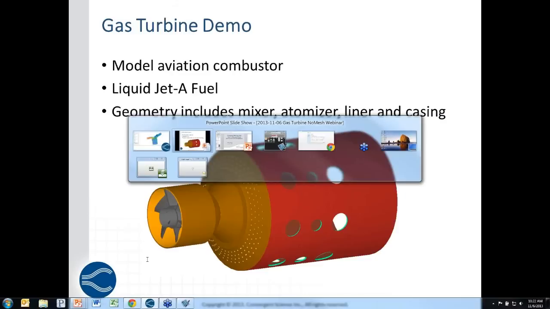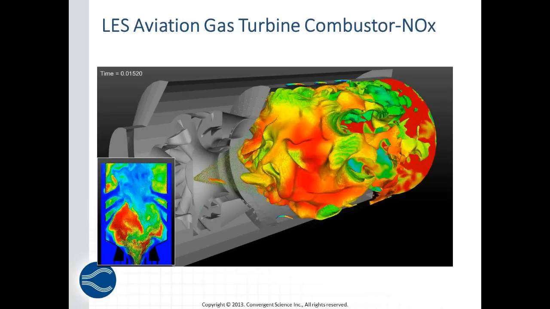So let me go ahead and go back to the presentation. Once again, we're looking at an LES lean direct injected aviation gas turbine combustor case. Flow goes from right to left. Each one of these surfaces is colored. It's an iso-temperature surface that's colored based on the NOx that it's seeing. And then you can see a slice down the center line that's visualizing temperature.